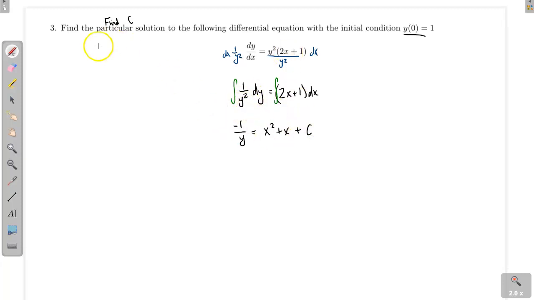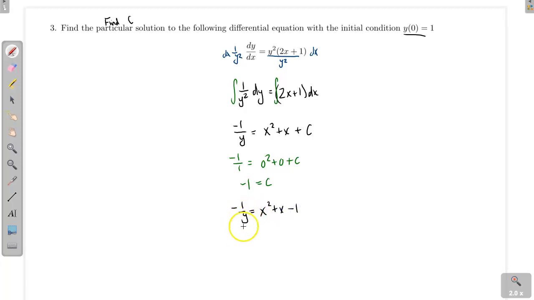And now here's where the particular solution is different. Now I plug in my initial value, so I'm plugging in 1 for y and 0 for x. I get negative 1 equals c. All right, so now my equation is negative 1 over y equals x squared plus x minus 1.